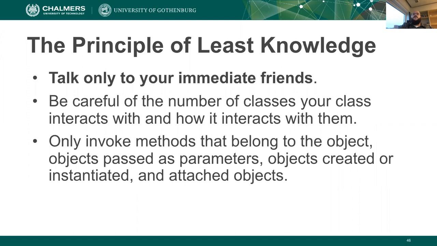We only invoke methods that belong to the object itself, objects passed as parameters to it, objects that the method creates or instantiates, and then components of this object. The facade pattern maintains this idea by ensuring the client has only one friend. The facade, right? So your client works with this interface and not with the big web of underlying classes.